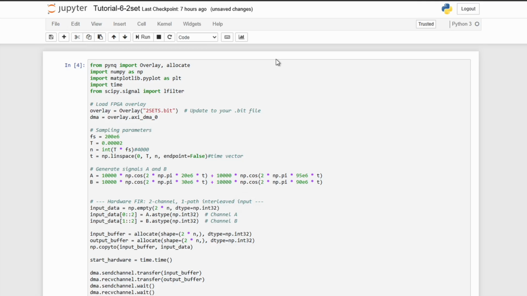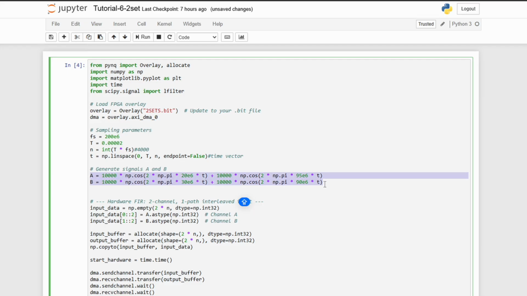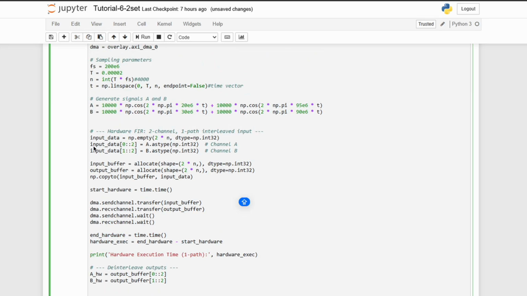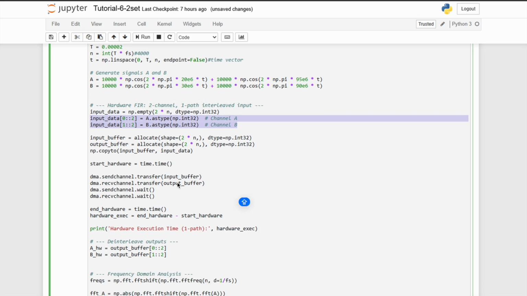The two-set implementation of tutorial 6. As you can see, my generated signals are A and B over here, with 20 and 95 megahertz in the first signal A and 30 and 90 megahertz in the second signal B. I have interleaved these data inputs and then copied them into the input buffer and sent it to the DMA. Wait for all the executions to be completed and end our timing over here.